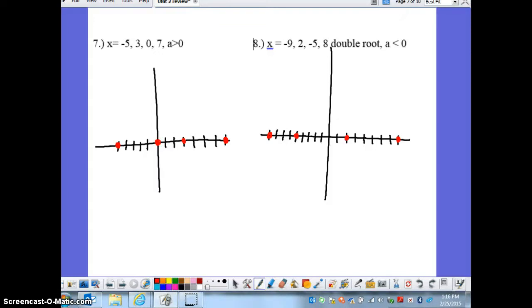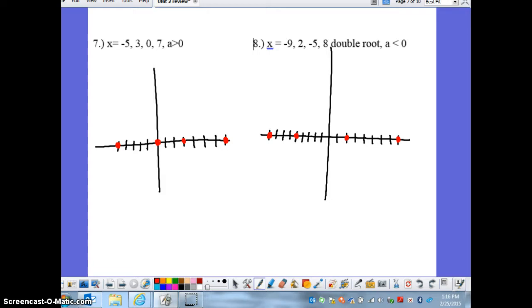All right, so Unit 2 review. This is problems number 7 through 10. So number 7 and 8, I give you the x-intercepts already. You just have to go through, plot them. You can see I already did that in number 7 and 8. That's the easier part. Nobody had trouble with that. And now you have to draw it in.